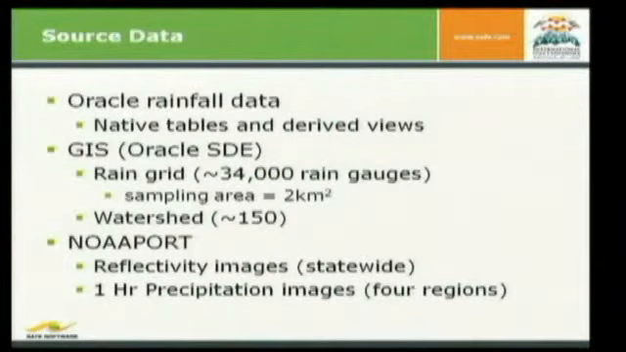And like I said before, the NOAA imagery is coming through in basically 2 feeds being pushed into a file server. One is for the reflectivity, which is the statewide image, and then they also break up their 1-hour precipitation images into 4 regions. In Oracle, I wanted to mention that they built a bunch of views to basically accumulate the 15-minute rainfall data into the various other time increments, like 1 hour, 3 hours, 6 hours, 1 day, etc.